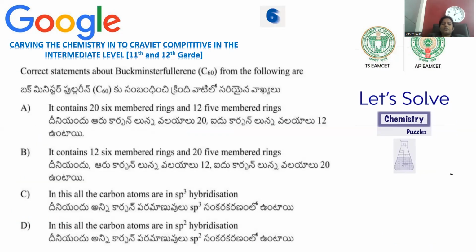So for question number 6, option A is correct. Option D is also correct.